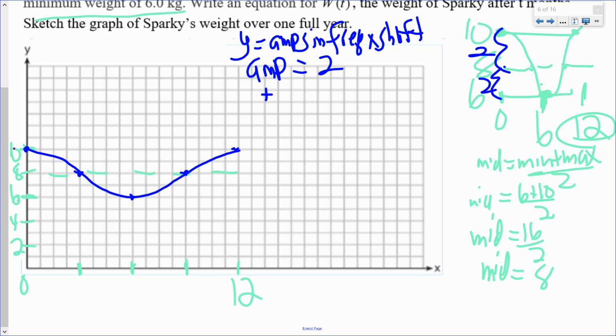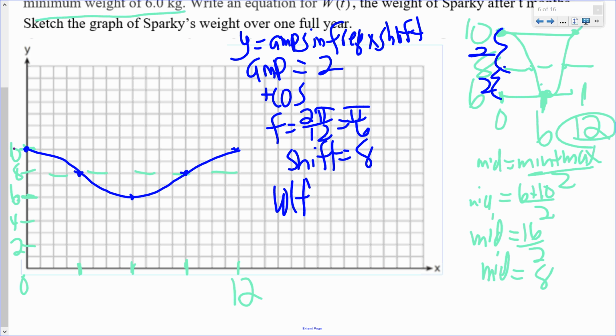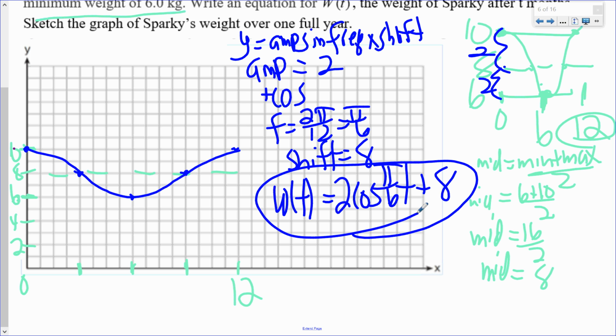This is a positive cosine. Frequency is 2 pi over the period, which is 12, which reduces to pi over 6. Shift is 8. It wants a w of t. Amp cosine freq. Instead of x, we have t in this example. Shift. And that's it.